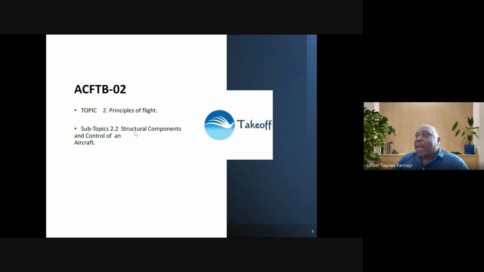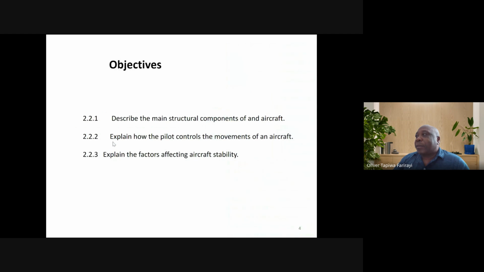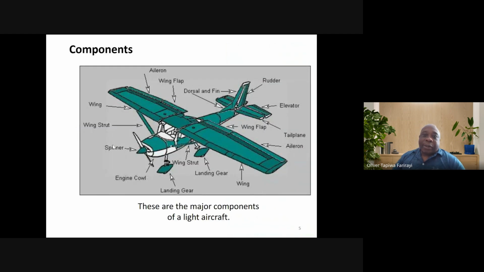Okay, let's look at some principles of flight in terms of structural components and control of an aircraft. We've got the small single engine aircraft. If it was twin engine, you just add another engine on there and change its positioning. So let's look at the front here.